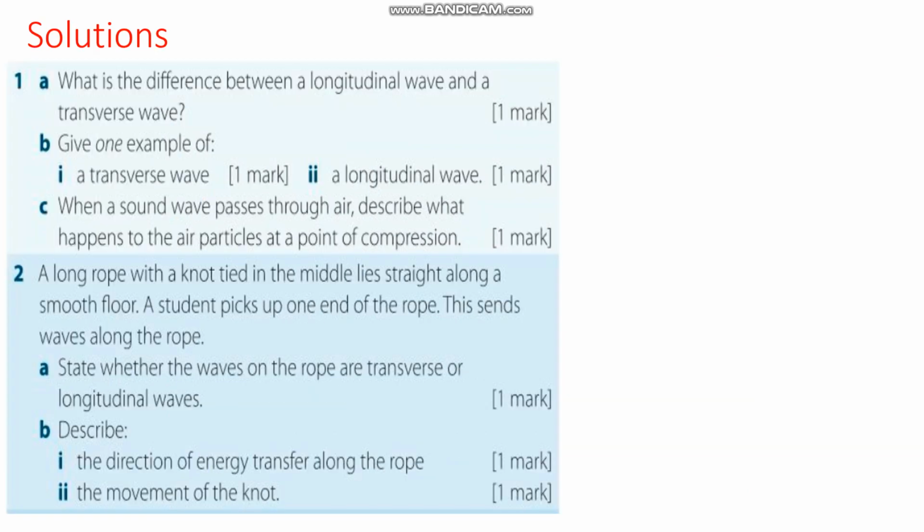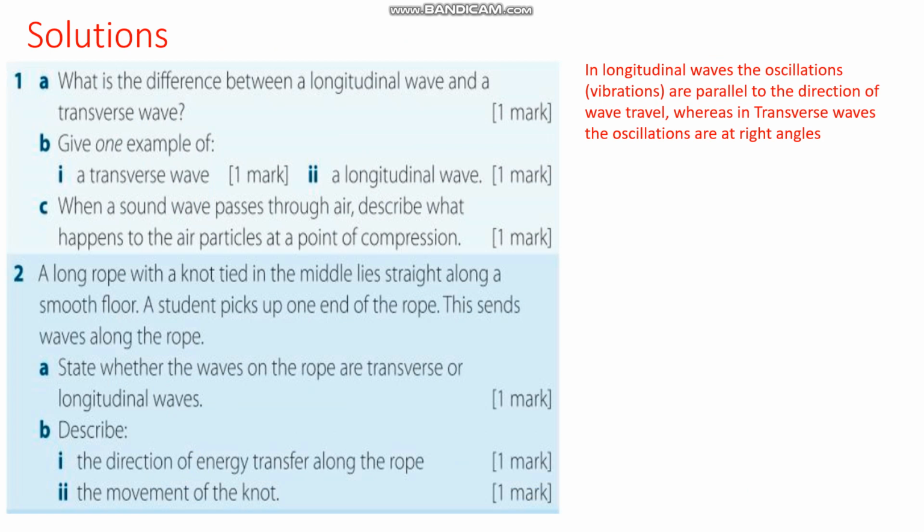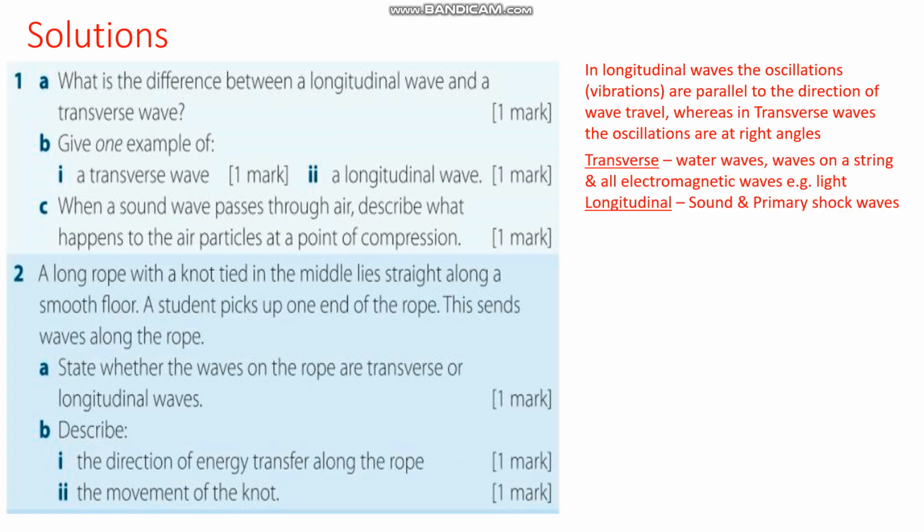Okay, hopefully you didn't find those too difficult. Solutions then. First off, what is the difference between a longitudinal and a transverse wave? Well, as we've just said, in longitudinal waves, the oscillations, which is a more scientific word for vibration, are parallel to the direction of wave travel. Whereas in transverse waves, the oscillations, the vibrations if you like, are at right angles to the direction of wave travel. So that would be your answer to number 1, part A.